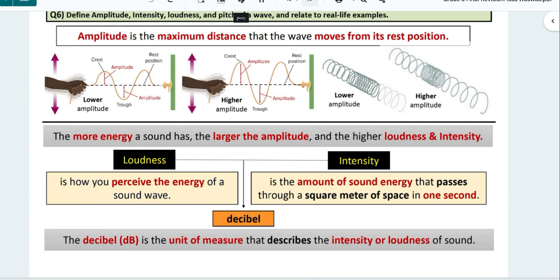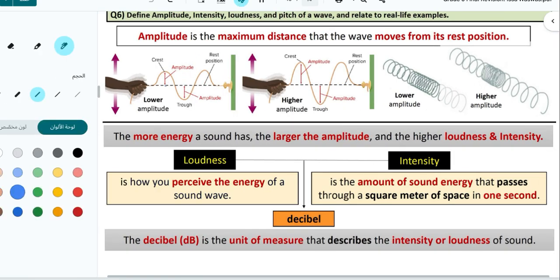Hopefully there will maybe be 2 more videos, but let's go ahead and talk about mechanical waves, and here we're looking at properties of waves. So this outcome says to define amplitude, intensity, loudness, and pitch of a wave and relate them to real-life examples. So let's take a quick look at these different properties of the wave.